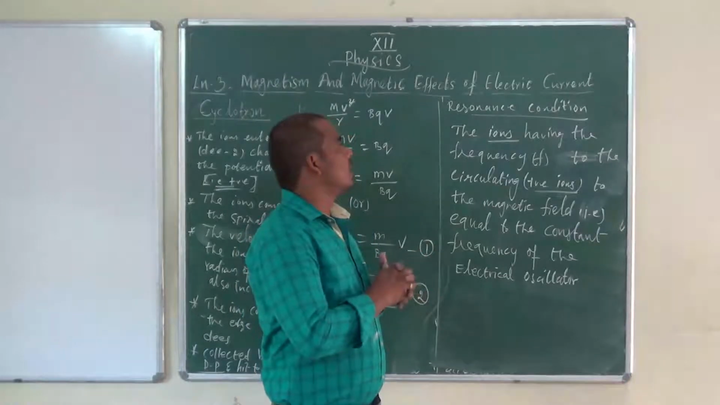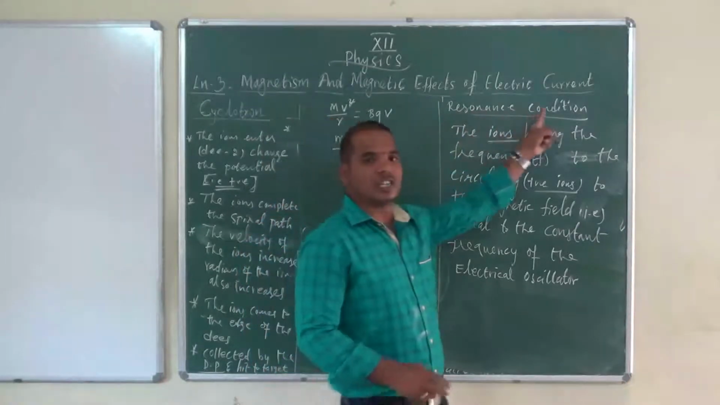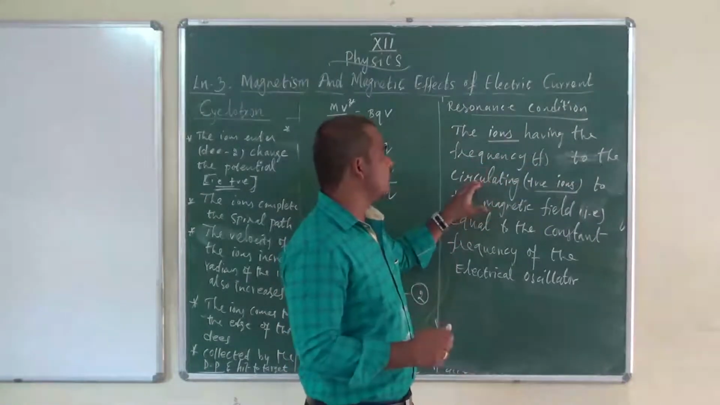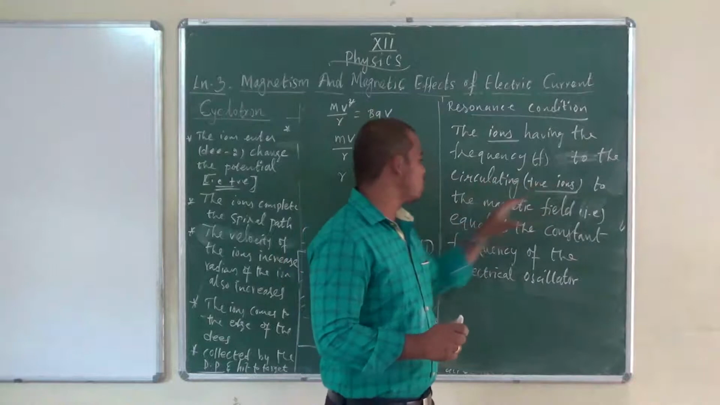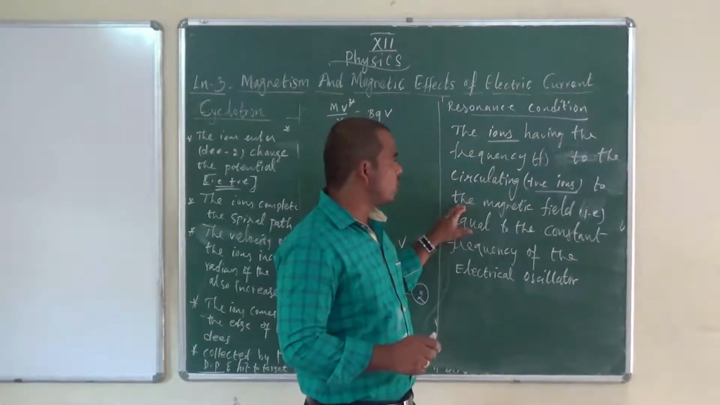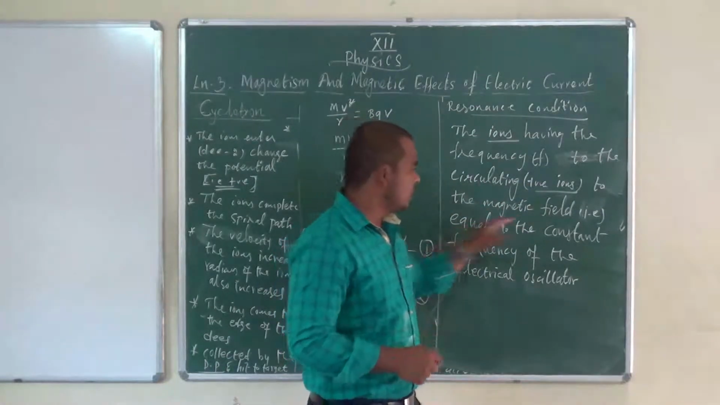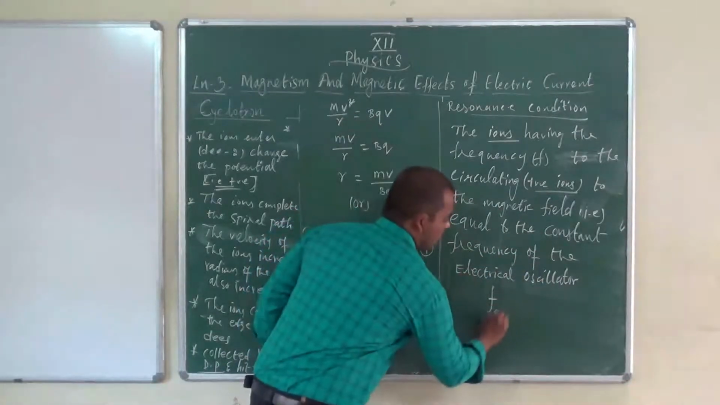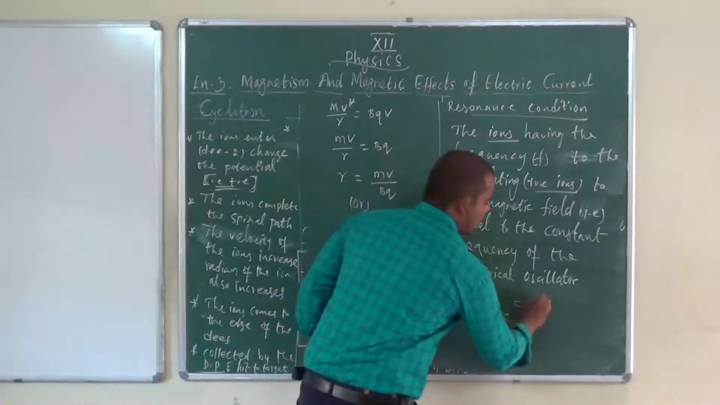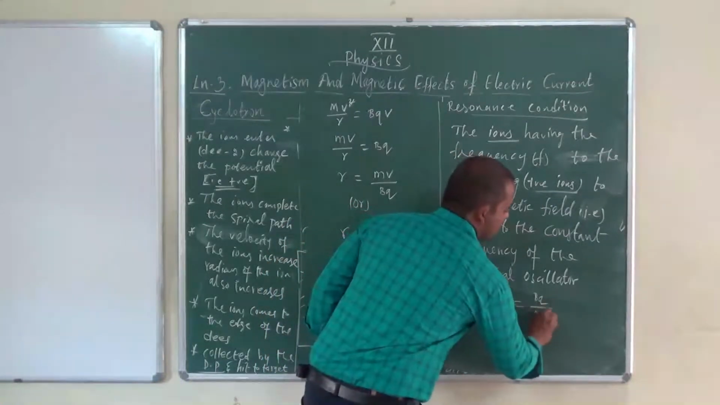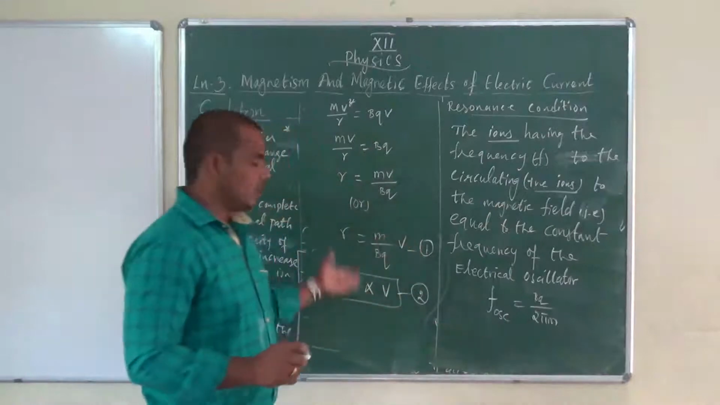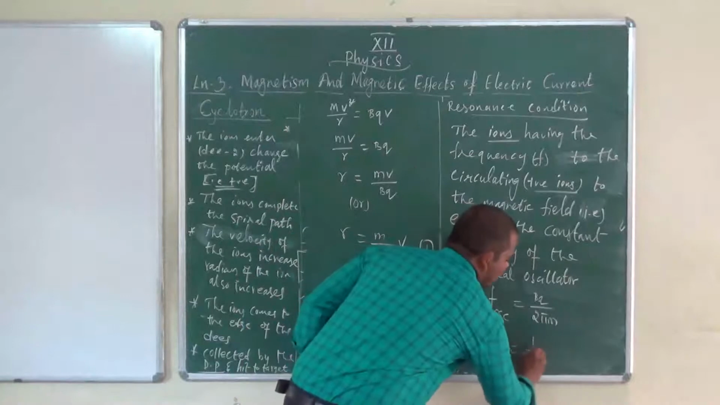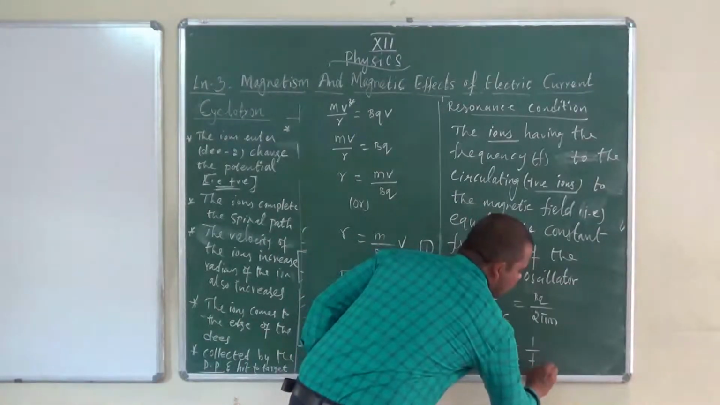The important condition of cyclotron operation is the resonance condition. What is the resonance condition? The frequency of the circulating positive ions in the magnetic field is equal to the constant frequency of the electrical oscillator. The oscillator frequency is BQ by 2 pi m, as we already discussed in our previous class. So time period T is equal to 1 by the frequency of the oscillator.